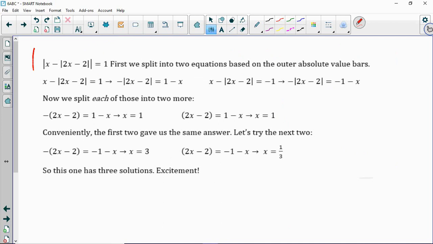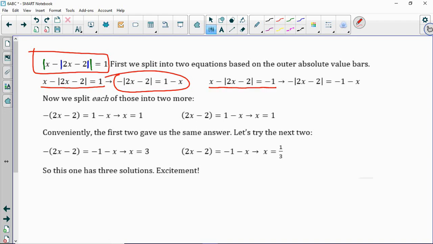You could also have the absolute value inside of absolute value. There's no reason to panic about this. So first, we're going to get rid of the green absolute value bars. So we've still got the x minus the absolute value of 2x minus 2, and we're going to set that equal to 1. And what I'm going to do here is I'm just going to move the x to the other side of the equation to get that. And we'll deal with that in just a moment. And then we'll do the same thing over here, where we're going to set it equal to -1. And again, I'm going to move the x over to the other side.